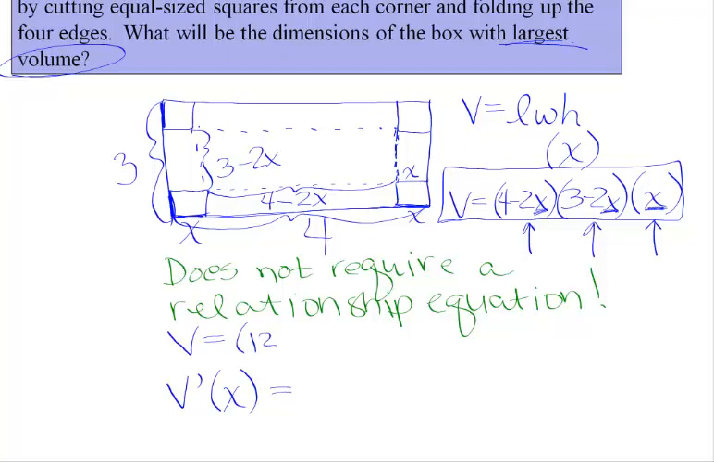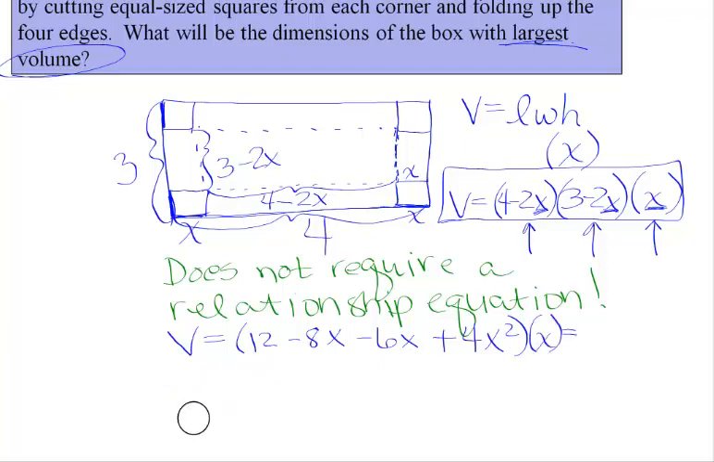I'm going to get a 12, that's first. Outside is minus 8x. Inside is minus 6x. And last is plus 4x squared. And then I would multiply all that by x.